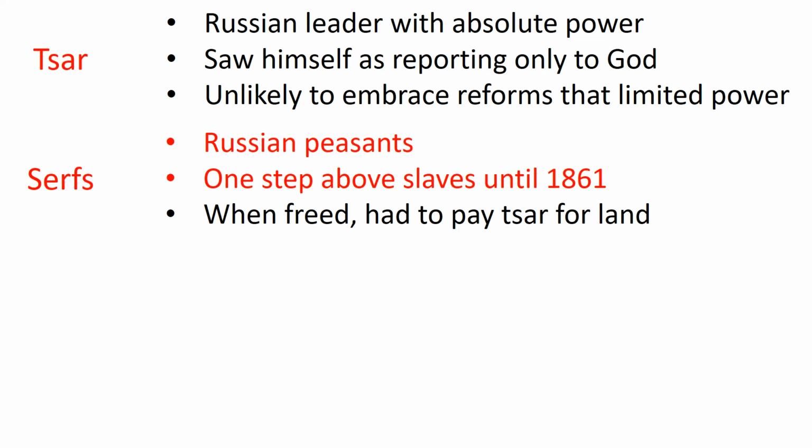They had to pay the Tsar for the land that they got. They often defaulted on the land. They weren't able to pay for it. So the Tsar would take it back and sell it to another serf, who of course wouldn't be able to pay for it. So the Tsars really kept control in every way.